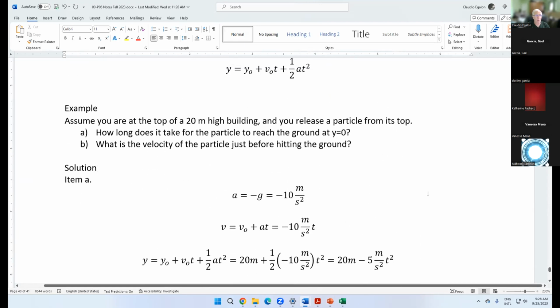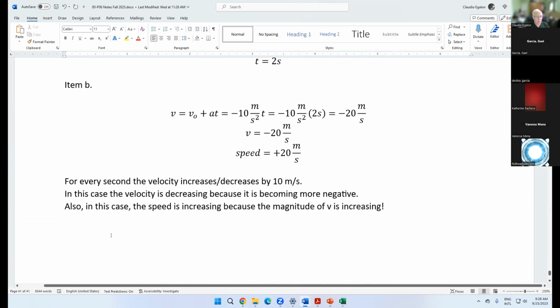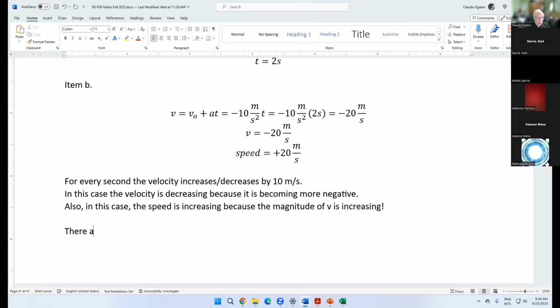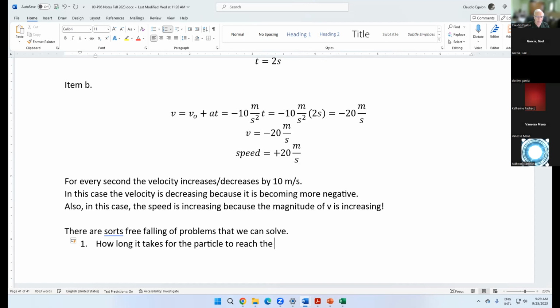Okay, so there are all sorts of problems that we can solve. Let me write it down here. There are all sorts of free falling problems that we can solve. We just look at one of them. One is how long it takes for the particle to reach the ground, right? We did that. Check.